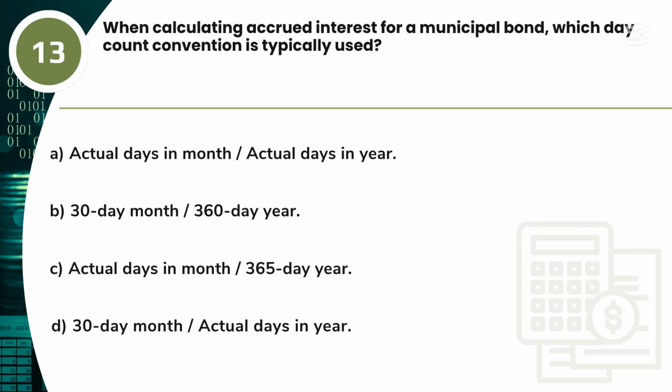Question 13. When calculating accrued interest for a municipal bond, which day count convention is typically used? A. Actual days in month/actual days in year. B. 30-day month/360-day year. C. Actual days in month/365-day year. D. 30-day month/actual days in year.